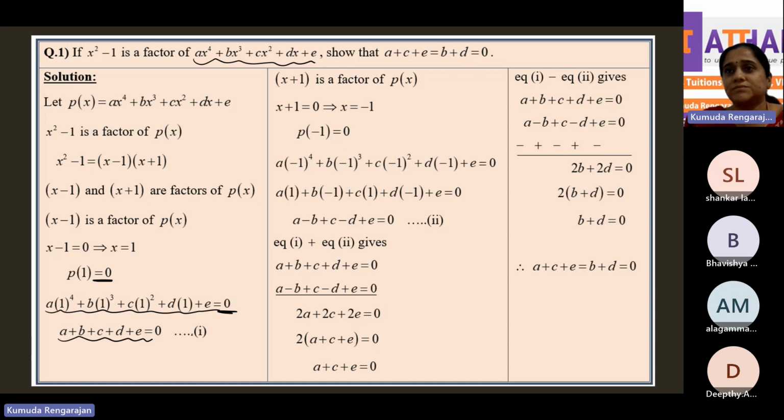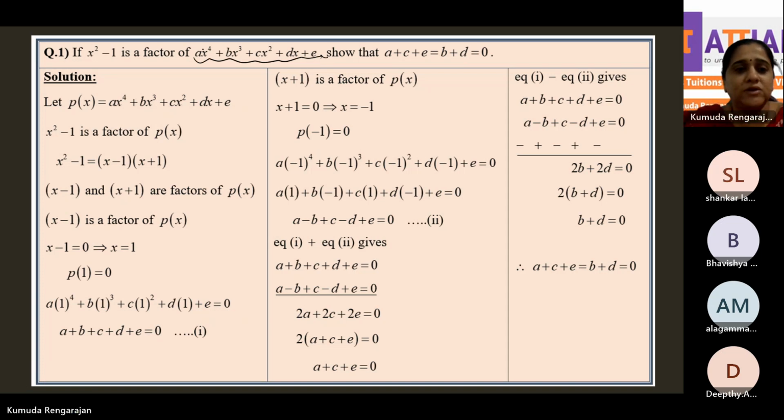is equal to 0. Now x plus 1 is a factor. So equated to 0, x is equal to minus 1. So that means p of minus 1 is 0. How will you work p of minus 1? In p of x, wherever there is x, use minus 1. So it will be a into minus 1, the whole power of 4, plus b into minus 1, the whole cube, plus c into minus 1, the whole square, plus d into minus 1, plus e is equal to 0.